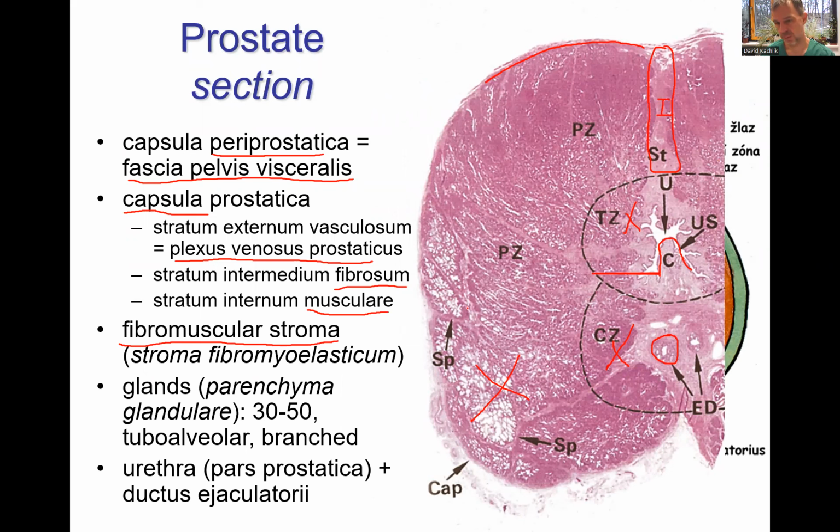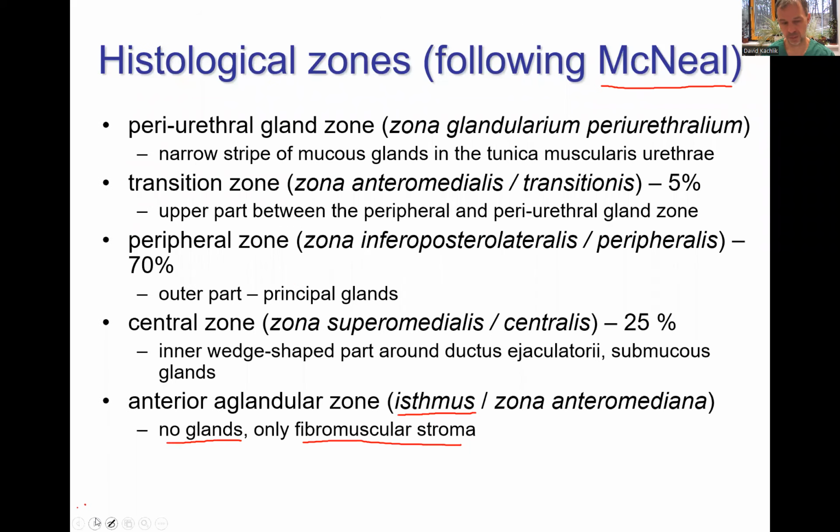On the contrary, the majority of the gland here is filled with glands. So we call this a peripheral zone. Majority means 70%. It's located externally and it contains so-called main glands, principal glands, glandulae principales. So it's called peripheral zone, or anatomically, according to the real location, it's called infero-postero-lateral zone. But we prefer to use the more clinical terms, so peripheral zone is fine.